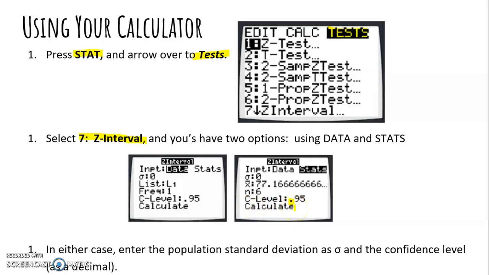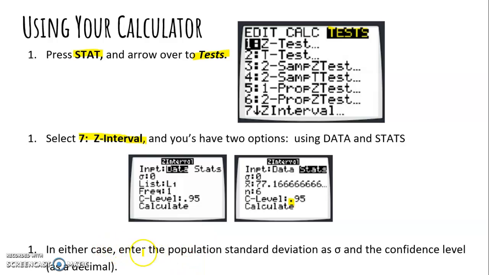And then you go to calculate. Now, when do you use data? Sometimes they will give our data in raw form where they will not have calculated the sample mean for us. So we would put the data in L1 and we could calculate the sample mean, or we can just go straight here and choose data instead, put in our population standard deviation, tell it where the list is, frequency stays 1, tell it the confidence level, and then go to calculate.